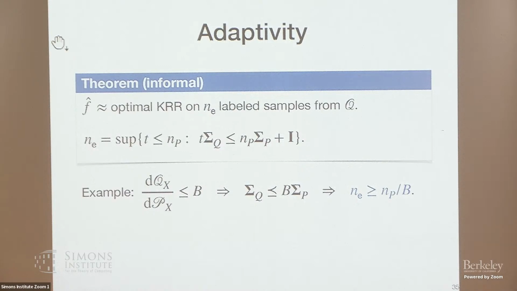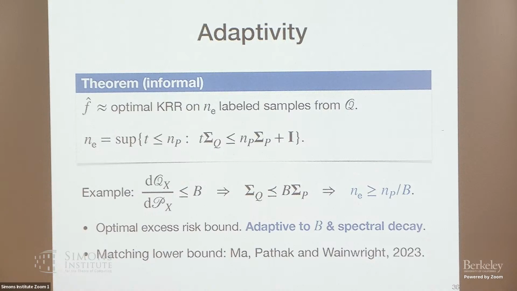Okay. So for this case, you can treat the ratio B as a conversion ratio. There's a discount of your label sample by a factor of B, and you use our result, you can get an optimal excess risk bound. And more interestingly, our f hat adapts to the unknown b, because our algorithm doesn't know any b or any eigendecay, but it automatically adapts to that.